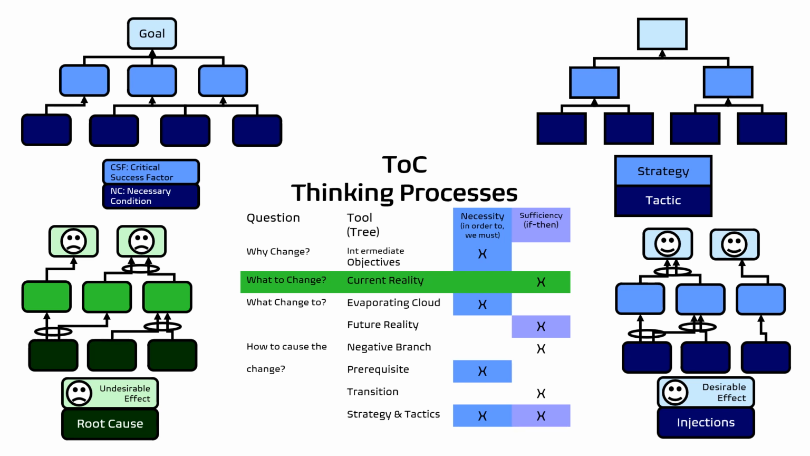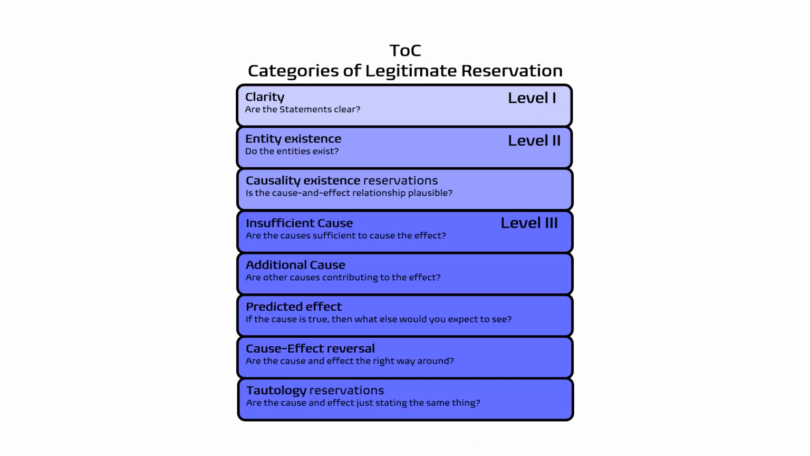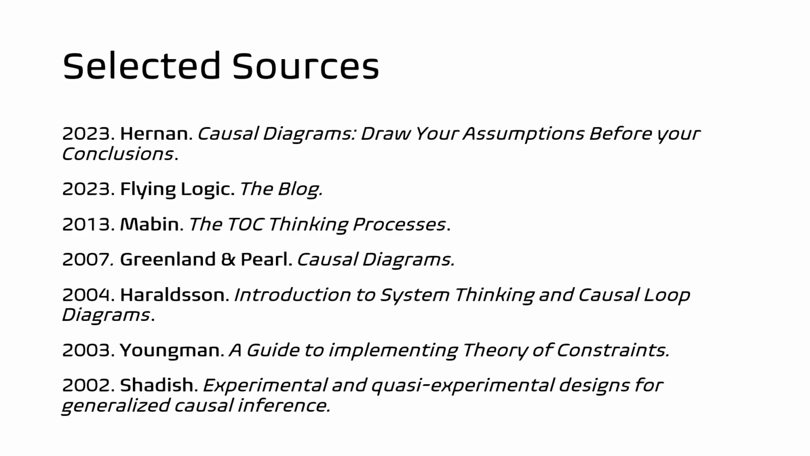This type of tree is used to identify the things that need to be changed in a system. The terms conditions and effects are used interchangeably in a current reality tree. TOC trees also use the term injections as a synonym for actions. This observation will be helpful in the following video, where other root cause analysis trees that use conditions and actions to describe causes are compared. TOC practitioners use a set of criteria called categories of legitimate reservation to review the observations made in the trees after they are created. Writing clear statements is the easiest.